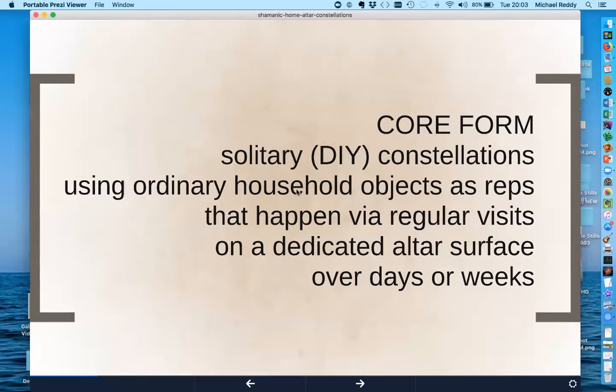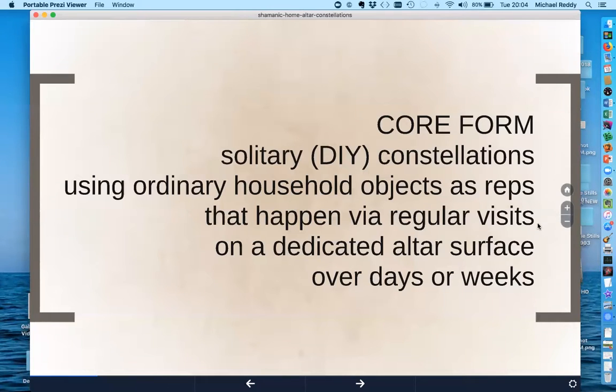In the core form, they're solitary do-it-yourself constellations that use ordinary household objects as reps. You'll hear Izzy and me calling them object persons. And again, that's this animistic worldview. When I was trained as a shaman, I was told I did not have medicine tools. I had medicine helpers. And that was a big difference. I was to relate to those, whatever it was, a rattle, as a being, an entity, and to personify it and regard it as a helper, and not something that I controlled, but rather something which, if I maintained a good relationship with it, would be very, very helpful to me.